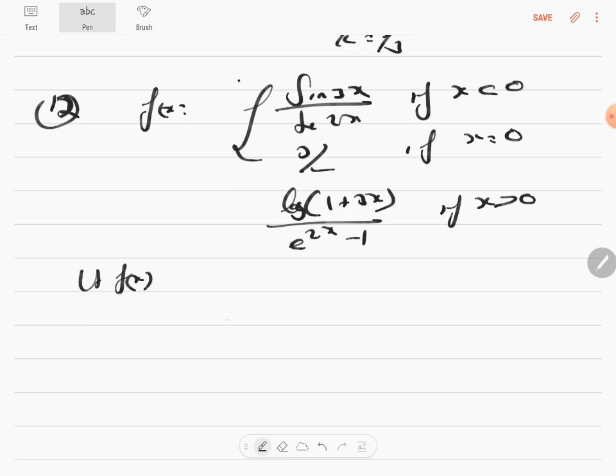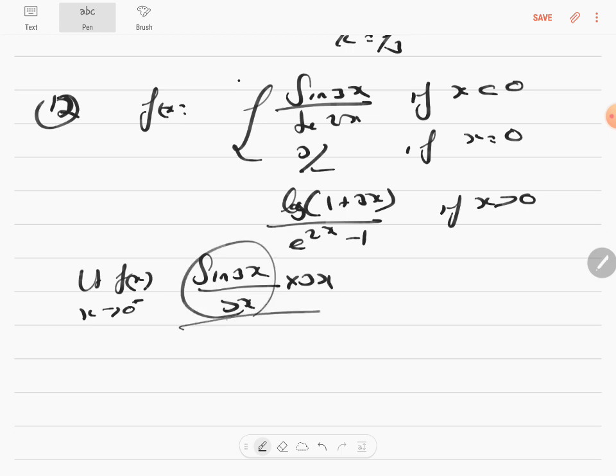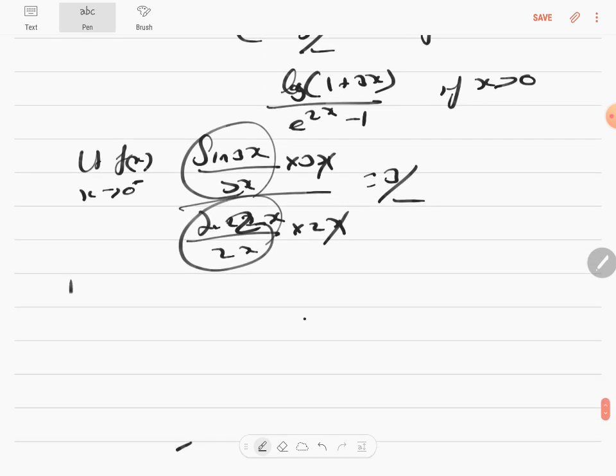Limit of f of x as x tends to 0 from the left is sin 3x into 3x by 3x into 3x by tan 2x into 2x by, sorry, tan 2x by 2x into 2x. This is also becoming 1. x and x get cancelled, 3 by 2. Let's do the right hand limit. Limit of f of x as x tends to 0 from the right.